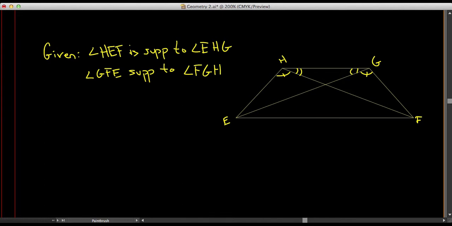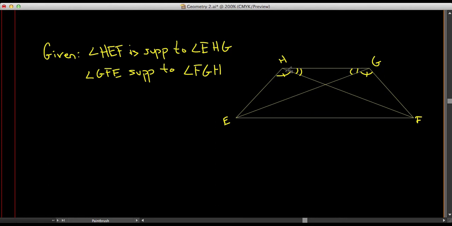Okay, so we're given a trapezoid here with some intersecting lines, and then we're given some information. The first given information is that angle HEF is supplementary to angle EHG. We'll recall that supplementary means that the two angles sum to 180 degrees. And then angle GFE is supplementary to angle FGH.